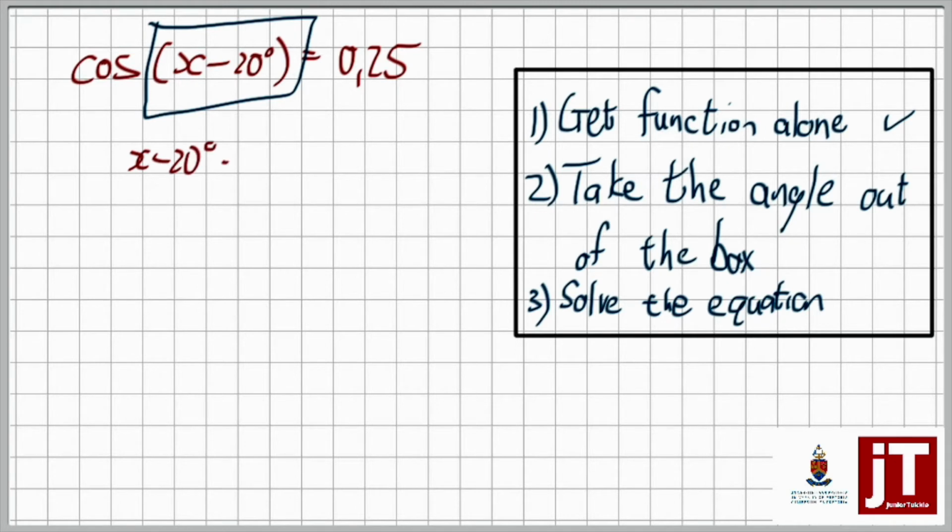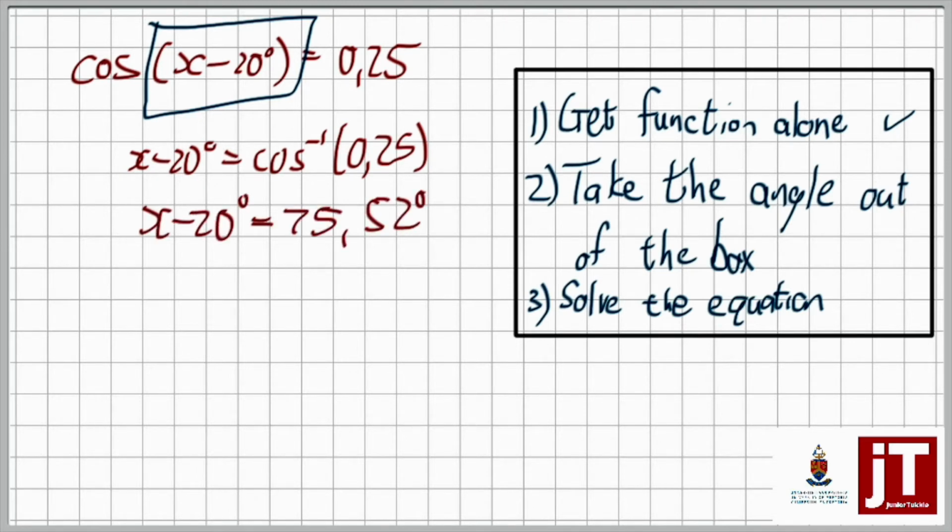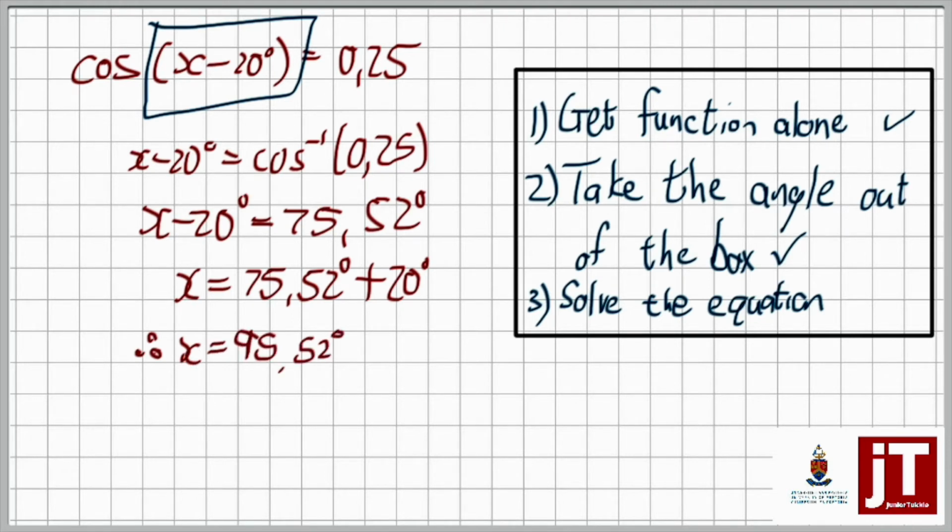Next up, I'm going to take the angle out of the box by doing arc cos. If I put this in my calculator, I have 75,52 degrees. So now the angle is out of the box. Guess what I'm going to do now? Oh, you don't have to guess. It's written there. Solve the equation. So I'm isolating x now, and x is 95,52 degrees.